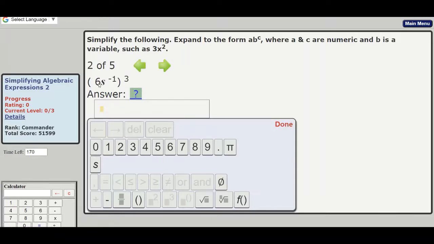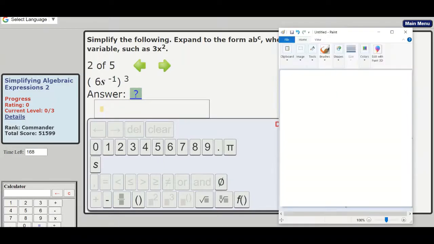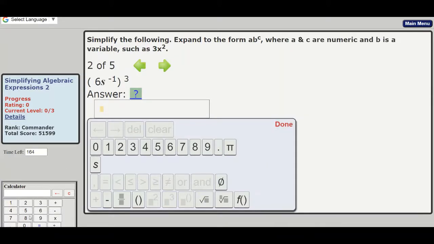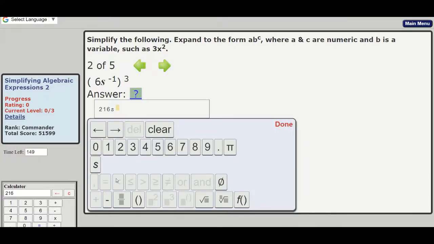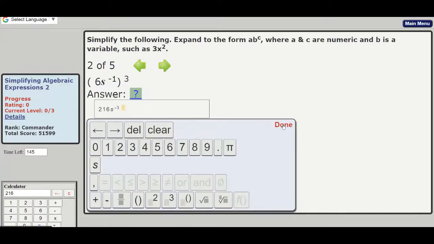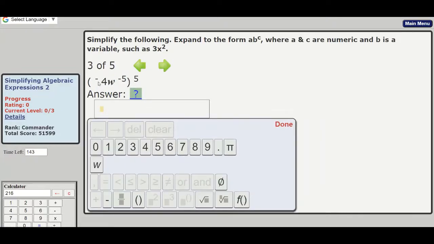Sunod, 6 times 6, 36 times 6. Oh gosh, may calculator ba tayo? Ito pala, meron pala sa baba. Ba't ba tayo nagpapakahirap? 36 times 6 equals 216. O, 216. S to the negative 1 times 3, negative, delete. Ito, negative 3. Done.